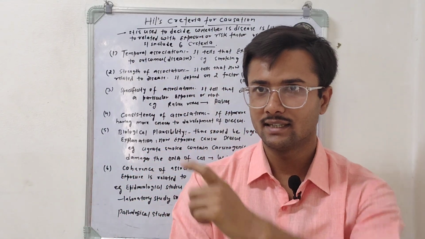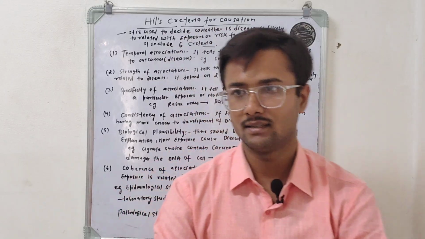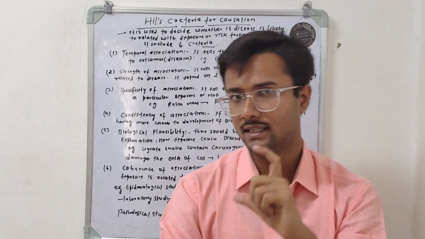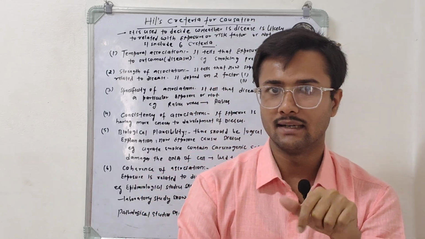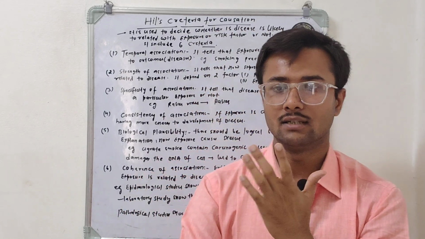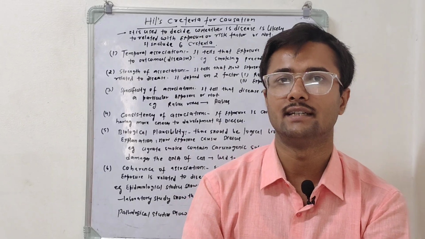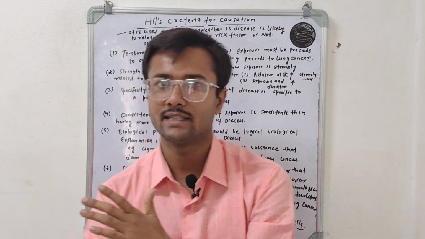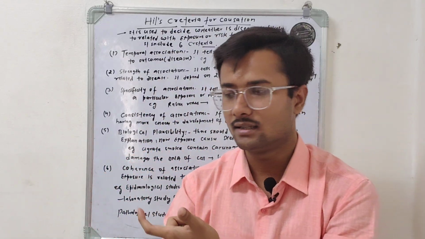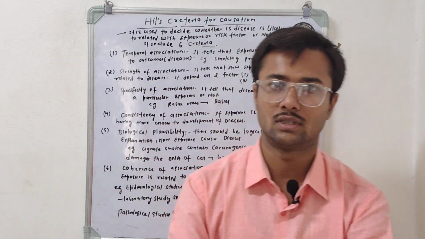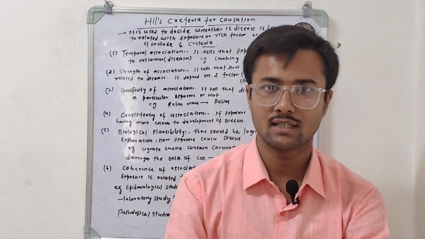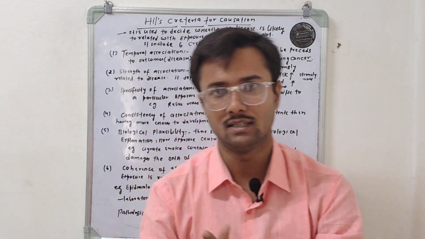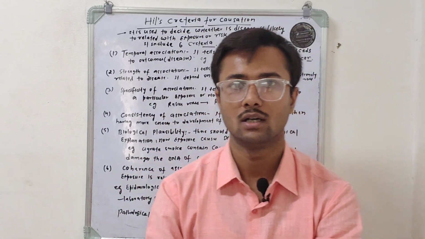Basically, Hill's criteria decide whether any exposure is related to the disease or not. On the basis of Hill's criteria, we can decide whether any exposure or risk factor is really related to the disease or not. There are six Hill's criteria. On this basis we can decide whether a disease is related to the exposure or not.